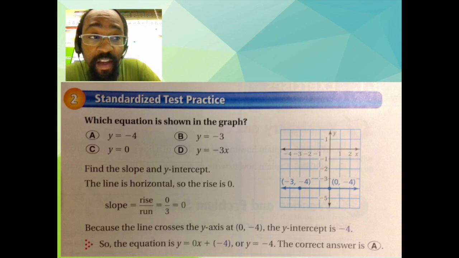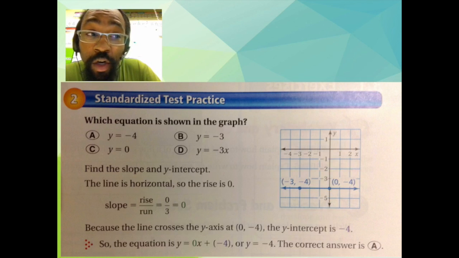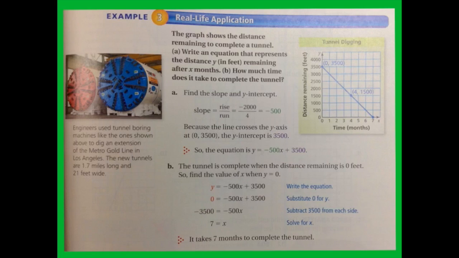This is a horizontal line. Which one is it? Well, where does this line cross the y-axis? It crosses the y-axis at, if you count down, negative 1, negative 2, negative 3, negative 4, right here. You can see that our answer should be A. y equals negative 4. Pretty simple.